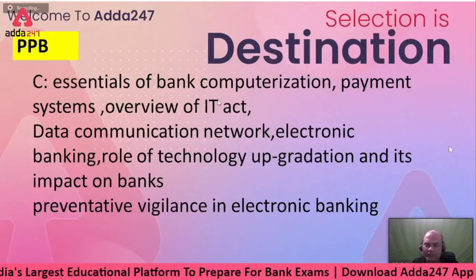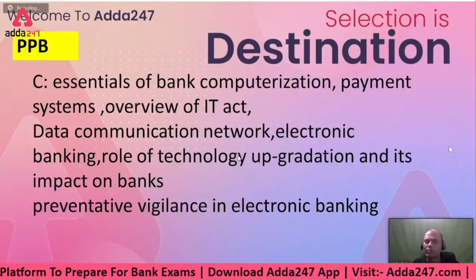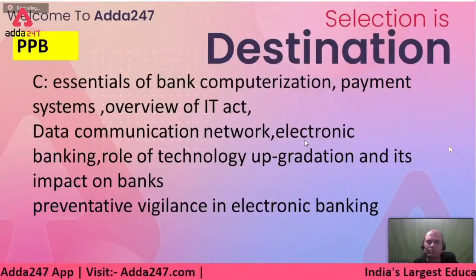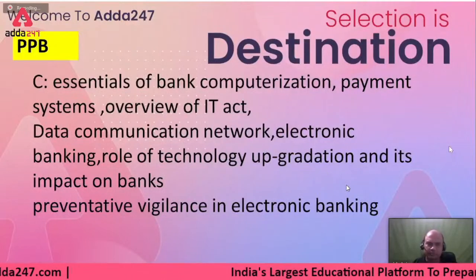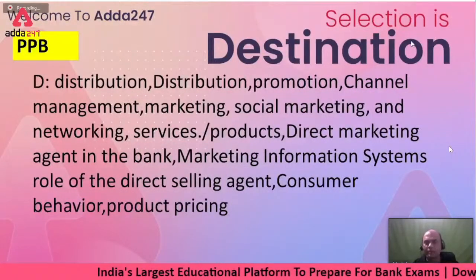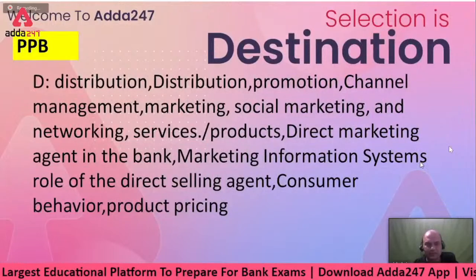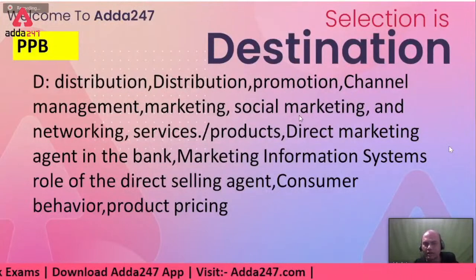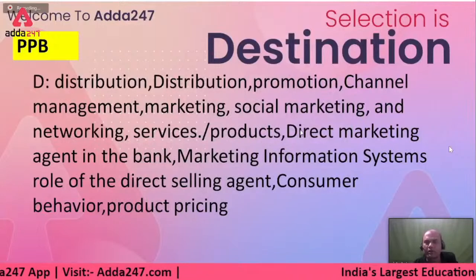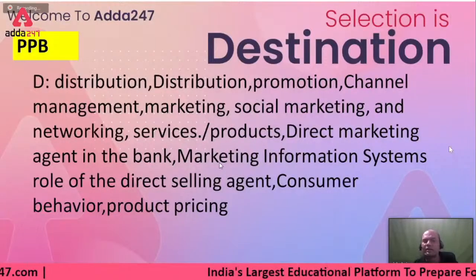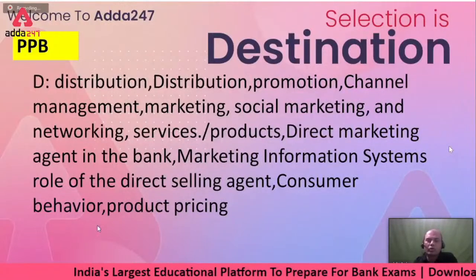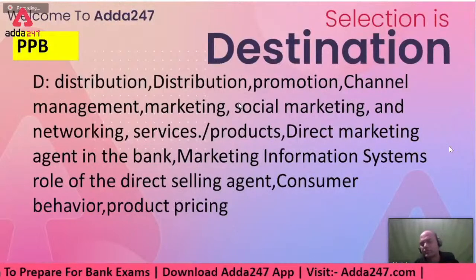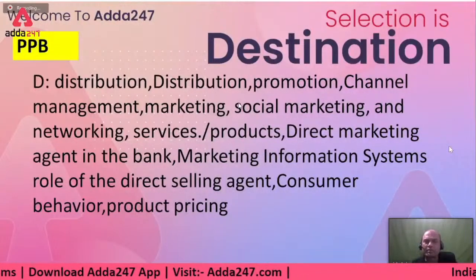So this is basically related to IT. There are various topics involved over here, and we'll study them as and when they come. Module D is marketing, meaning marketing of products and services. So distribution channel, promotion, channel management, social marketing, networking, direct marketing, agents in the bank, marketing information systems, role of direct selling agents, consumer behavior, product pricing. Everything is related to marketing. So remember, module C is IT, module D is marketing.